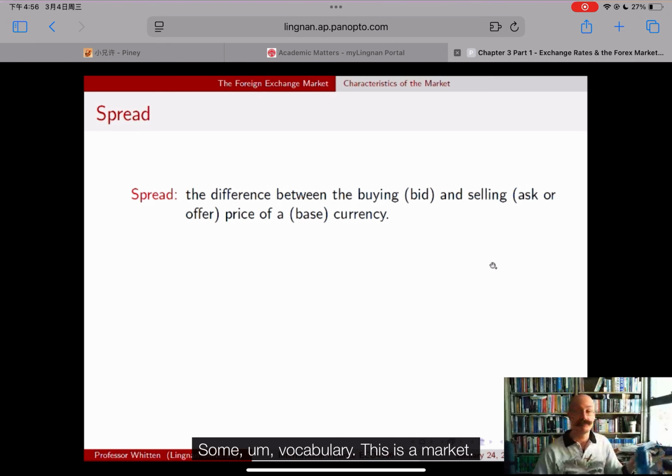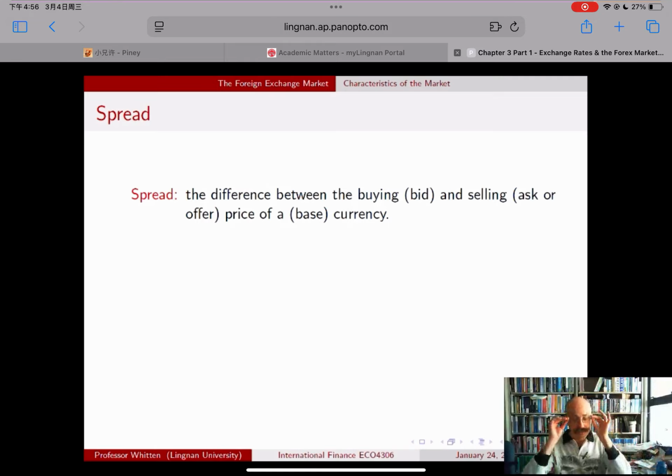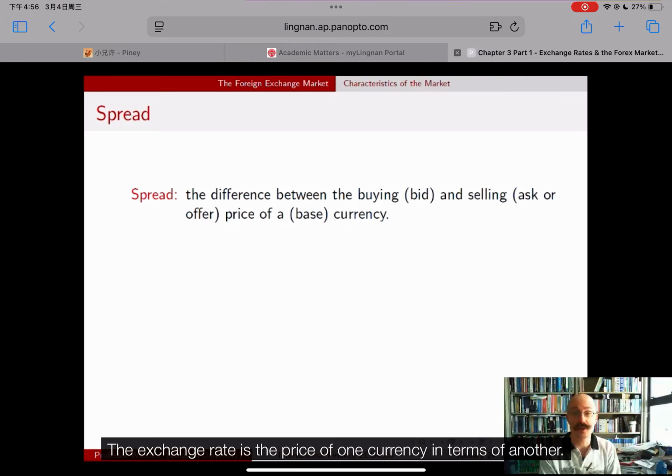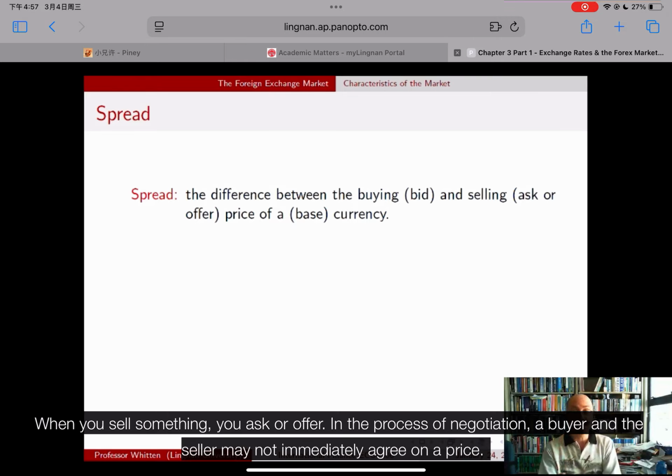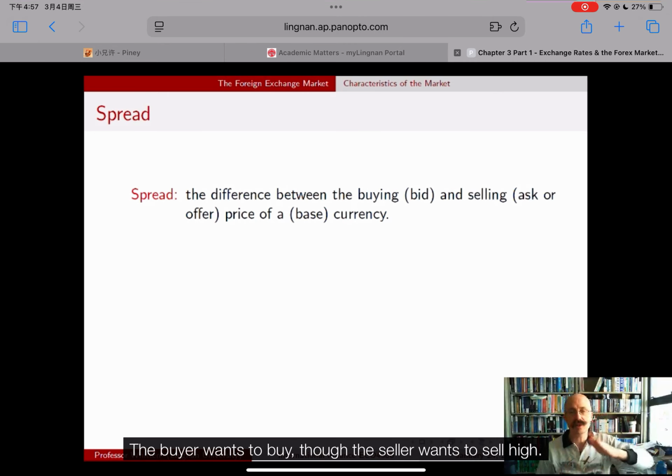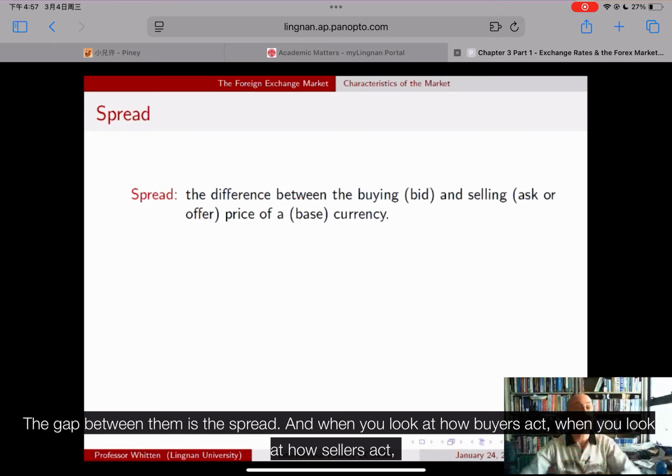Some vocabulary. This is a market. The exchange rate is the price of one currency in terms of another. Prices are the interaction of demand and supply. When you demand something, you buy it, or you bid. When you sell something, you ask or offer. In the process of negotiation, a buyer and a seller may not immediately agree on a price. The buyer wants to buy low. The seller wants to sell high. The gap between them is the spread.